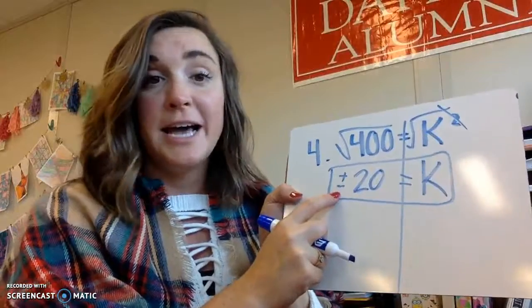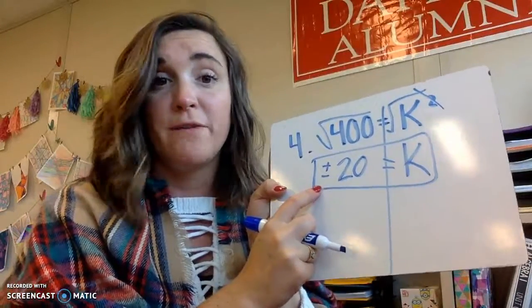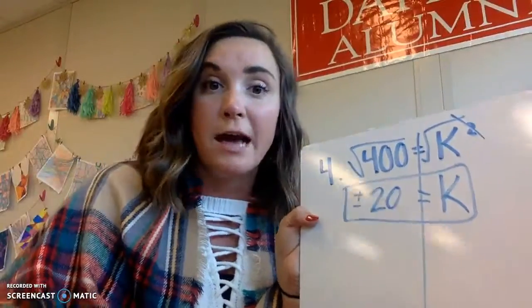If you don't put this on your test or your quiz, minus a half. You're not giving me both answers. You're only giving me one answer if you put 20. It could also be negative 20, so you're forgetting half of your answer if you don't do that.